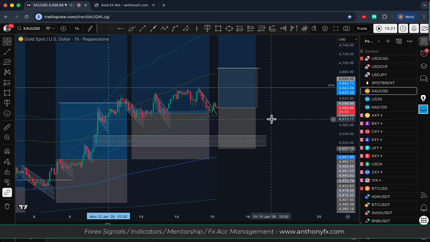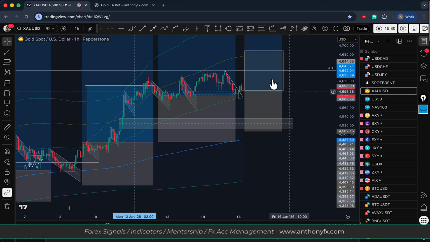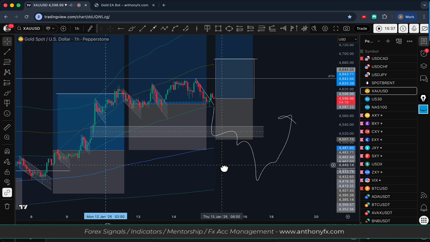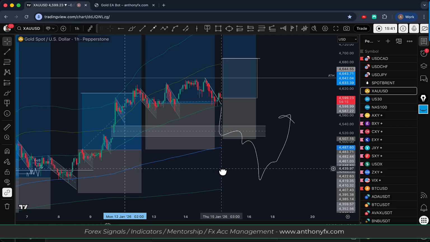Now, look, we've got big data coming out all through the London and all through the New York session tonight. It's at the end of the week, and I'm half expecting gold to chuck a wobbly. I really am at this point at the end of this week. I generally want to start building my positions early in the week.